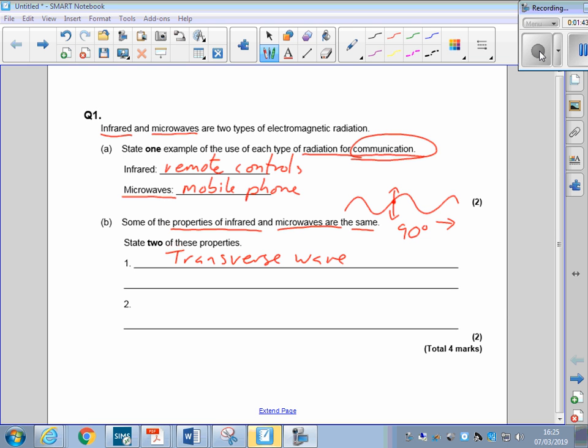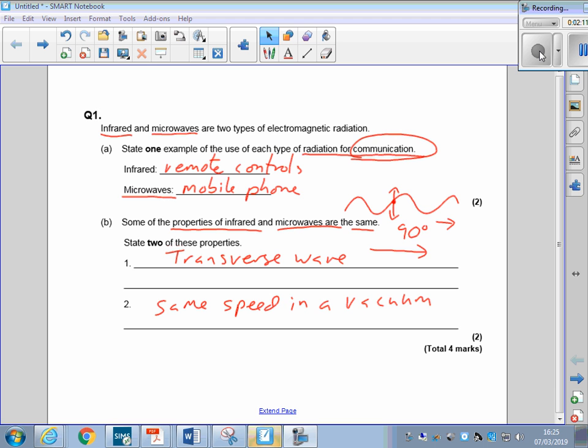The other obvious one to mention is that they both go at the same speed. They go at the speed of light, as long as they're in a vacuum, as long as they're traveling through space or somewhere like that. So they have the same speed. Needs to be mentioned in a vacuum because other materials will slow them down. But in a vacuum, they go at the same speed. Okay, so short little question on electromagnetic spectrum.